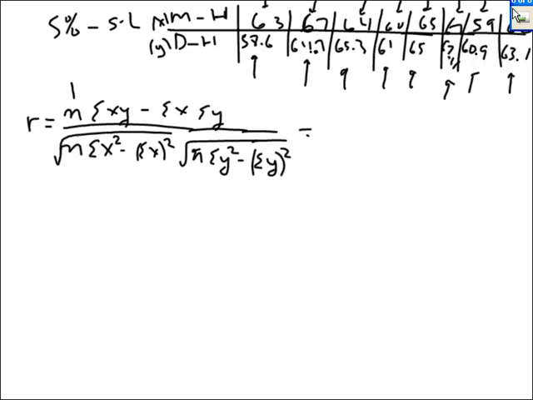Right? Need to know what n is. But n is the number of pairs of data, which is 8. So we know those 3. They're 8. Now, so let me write down the x's and the y's.